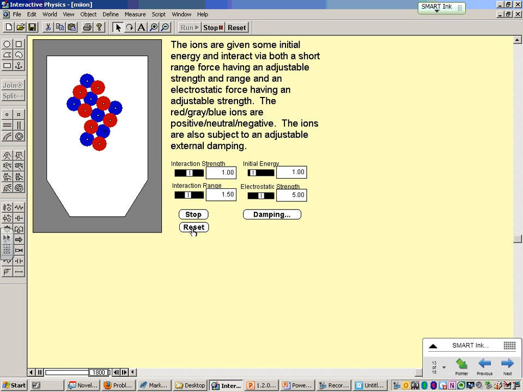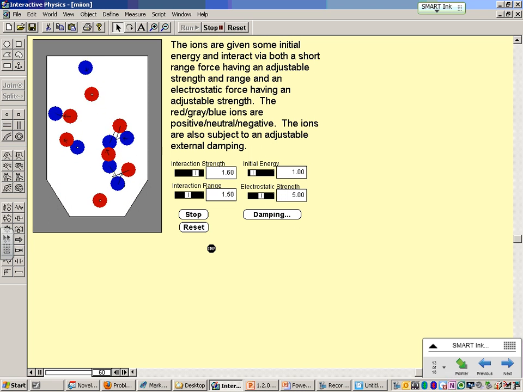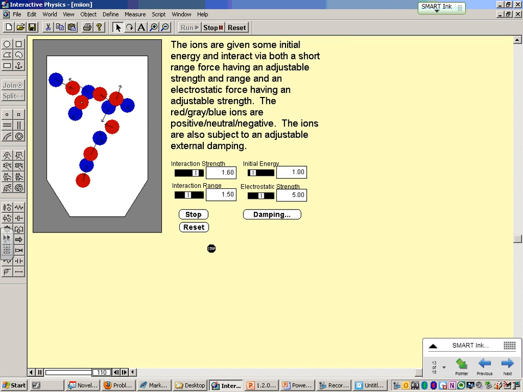All right, let's reset. The neat thing about simulations is I can change things. I can go with interaction strength. Let's turn it up a little bit. That means they're attracted even more. Well, that didn't do much different. They did come together in a different orientation. They're having difficulty getting together, but oh, there we go. There we got it. That's not bad.